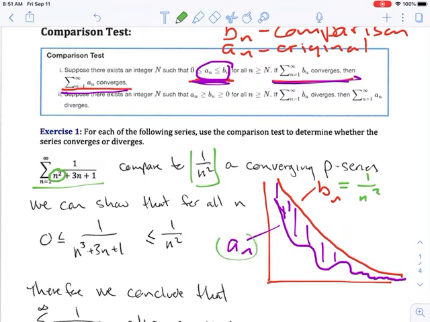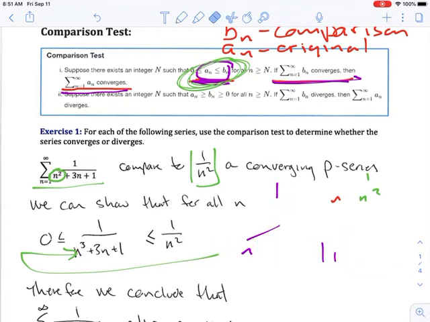A sub n is the original series. What we need to show, first of all, is that B sub n is always greater than A sub n. So let me get rid of some of this over here so I can do that.